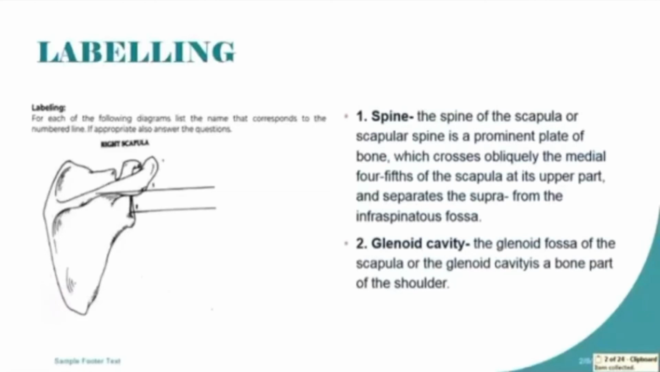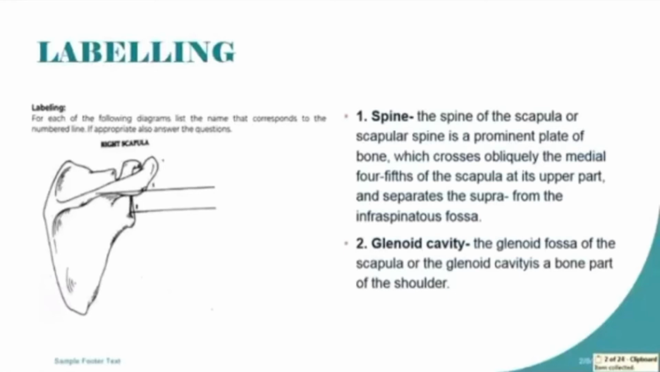So the first one is the right scapula. Number 1 is the spine. The spine of the scapula or scapular spine is a prominent plate of bone which crosses obliquely the medial 4/5 of the scapula and its upper part and separates the supra from the infraspinatus fossa. So the spine is what separates the supra from the infraspinatus fossa.